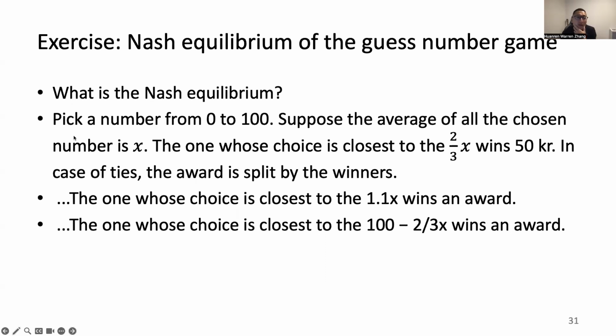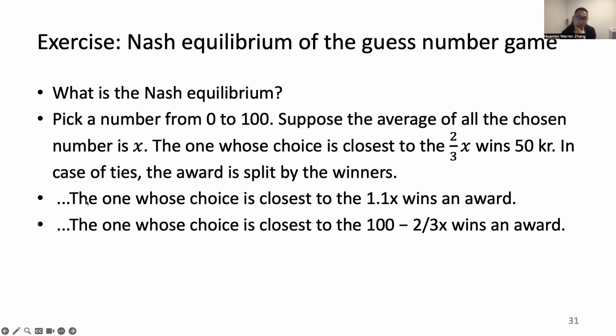Right? So here we have this original guess number game. Pick a number from 0 to 100, and suppose the average of all the chosen numbers is x. The one whose choice is closest to 2/3 of x would win this award. So what is the Nash equilibrium for this game? As we mentioned, the Nash equilibrium is for everyone to choose 0.